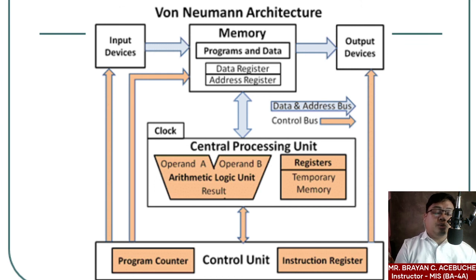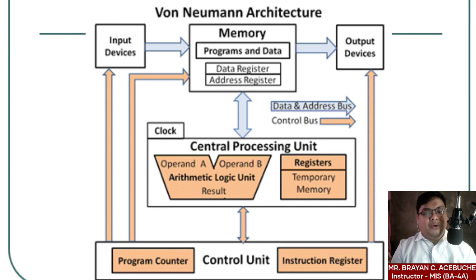And the output devices, we have the monitor, the projector, what else? The screen in your laptops, in your desktop computers, those are output devices. Printers are also considered as output devices. How about scanners? What is a scanner? Is it an input device or an output device? You can comment that on your chat box. Okay, so the scanner is an input device. Once printed, the printer is an output device.